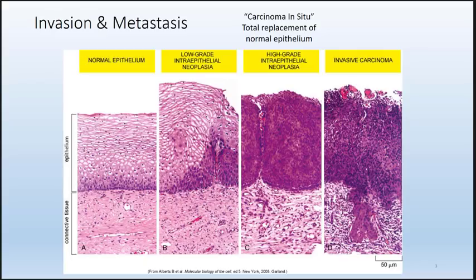So starting off with normal epithelial tissue before we actually get into invasion and metastasis. In this first image here, you can see normal epithelial tissue, which is here, and then the connective tissue that underlies it. And the cells look normal, they're uniform, they become flatter as they move closer to the surface. But in the second image here, when we look at low-grade intraepithelial neoplasia, you can see that many changes have occurred when you compare it to the normal epithelial tissue.